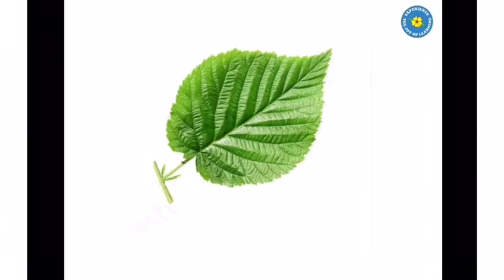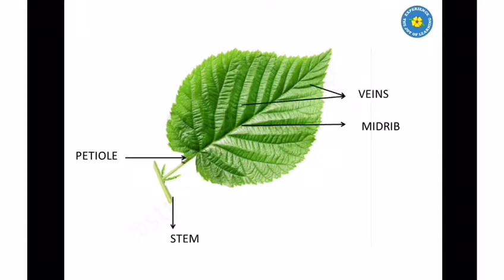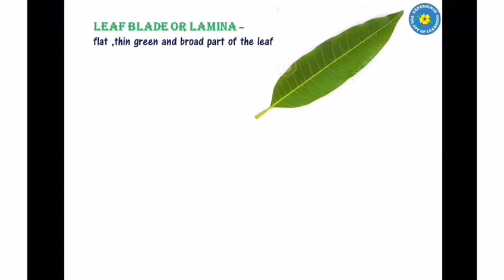The first part that we are going to learn is the leaf. The leaf has a stem, petiole, midrib, veins, and the broad plate of the leaf, which you call the lamina. So first we are going to see the lamina. So what is a lamina? Lamina is the flat, thin, green, broad part of the leaf, which is much exposed to the sunlight for photosynthesis.